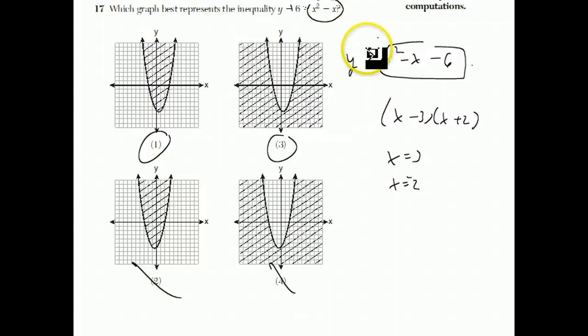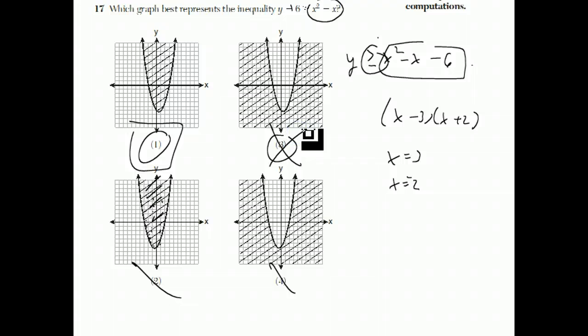Now, for y is greater than, it's going to be shaded sort of above the parabola. See, these are the points where y equals x squared minus x minus 6, which makes any points above them the places where y is greater than it. That's why your answer here is choice 1 and not choice 3.